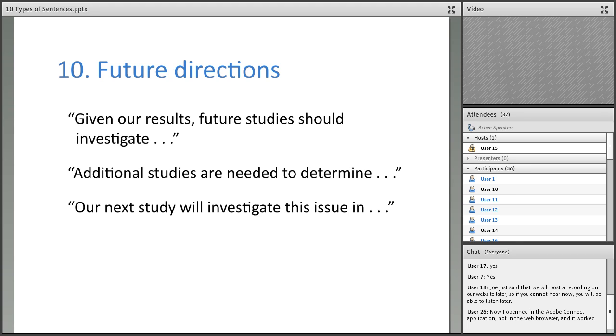Again, some really generic examples here. And you can use this sentence to say either what others should do, in general, future studies should investigate, or you could say what you plan to do. Our next study will investigate this issue.